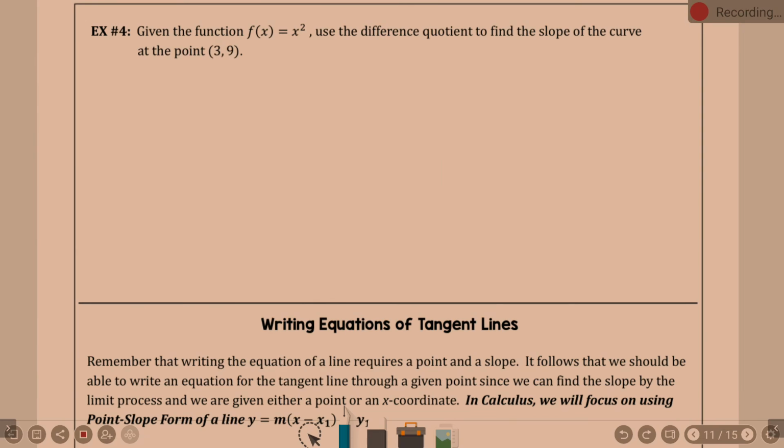Okay, that's a big one. Given the function f of x equals x squared, use the difference quotient to find the slope of the curve at the point (3, 9). Okay, what is going to be the best way?